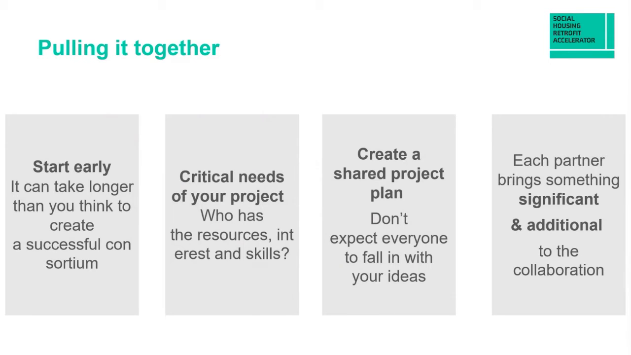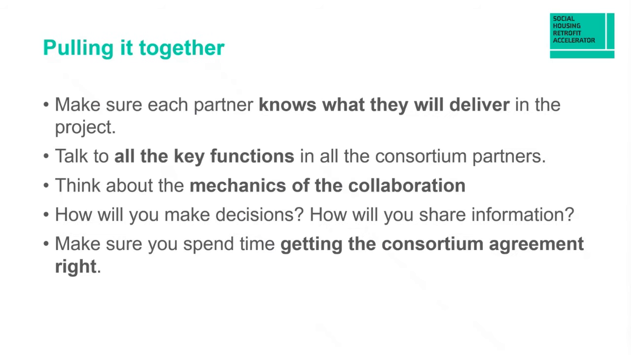And make sure each partner brings something significant and additional to the collaboration. So each member of the consortium needs to be valued for what they add. And each partner must know what they are obligated to deliver. What is their role? Make sure that all the key functions and all the consortium partners know what is being planned. It's very easy for a core team to get together, sort everything out, and then suddenly run into a brick wall of concerns from the other functions that you need support from.